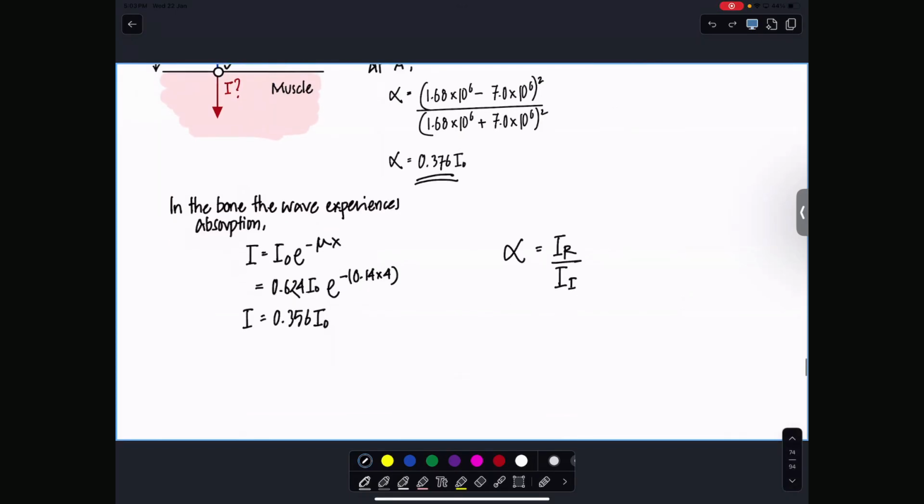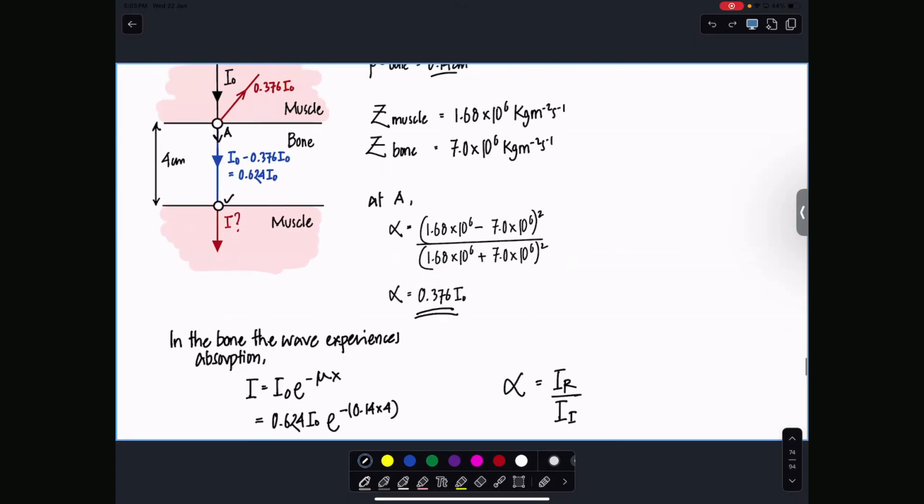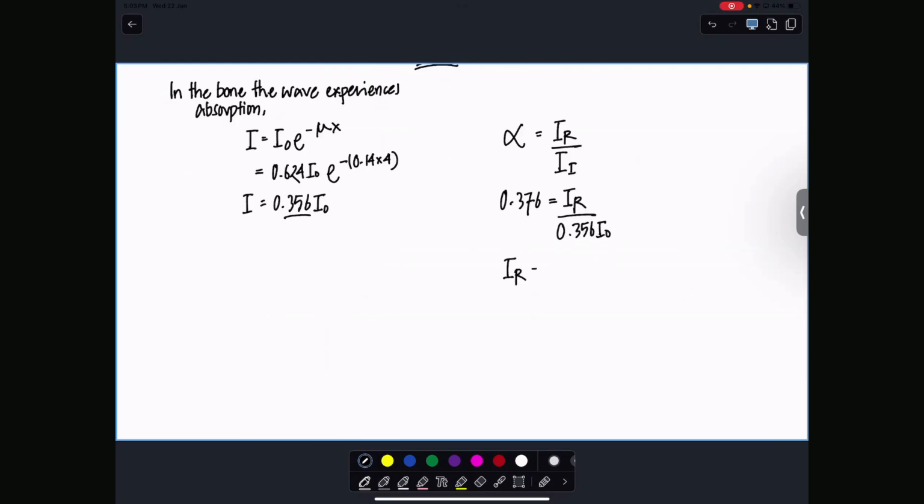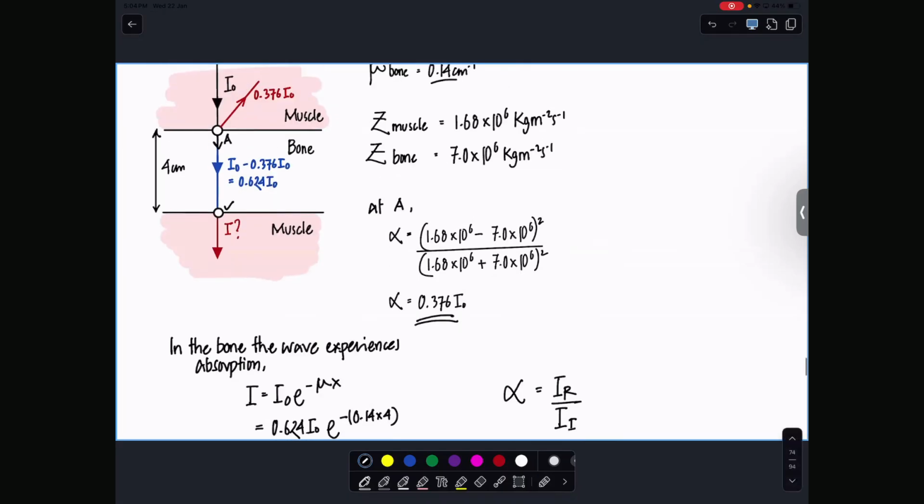0.376. ওইটাই না আলফা? না আলফা কত ছিল? Just right, so 0.376, right, equals to what's my reflected, এটা বের করতে যাচ্ছি, and what's my incident is 0.356 I naught. কি একটু বের করে বলবো আমাকে যে রিফ্লেক্টেড কত হচ্ছে এখানে? মানে যে 0.376 into 0.356 বেড়ে গেছে। 0.1339 I naught. এটা কি কেউ বলতে পারবে কোন ভ্যালুটা এখানে in the diagram?